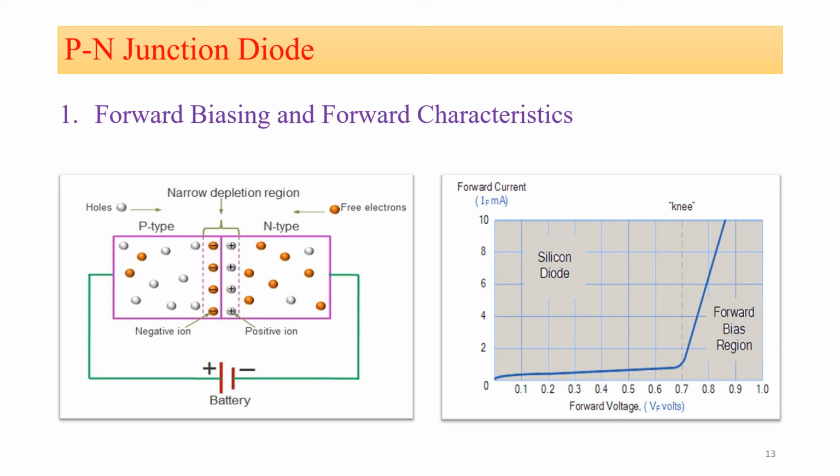Now forward characteristics is the graph of forward voltage versus forward current, that is Vf versus If. When your diode is in forward bias condition, you will get the forward characteristics in the first quadrant. Why in the first quadrant? Because the voltage across the diode and the current flowing through the diode will be positive, as the diode is in forward bias condition.